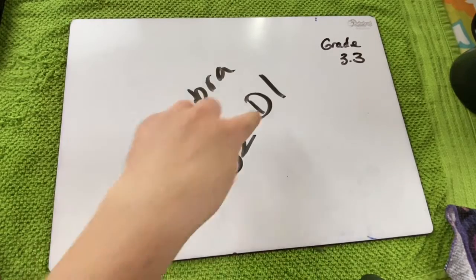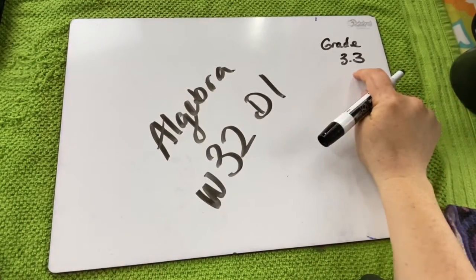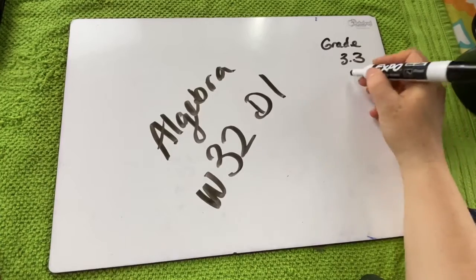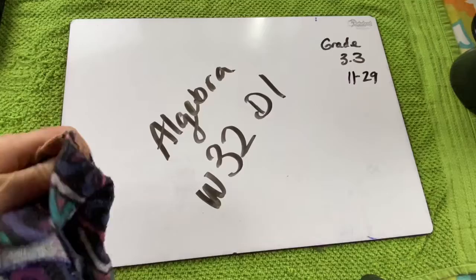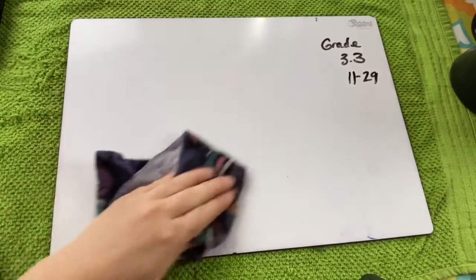Algebra, week 32, day 1. We're going to grade 3.3, and you guys did 11 through 29. Okay? So get your grading hats on. Have a pen out.